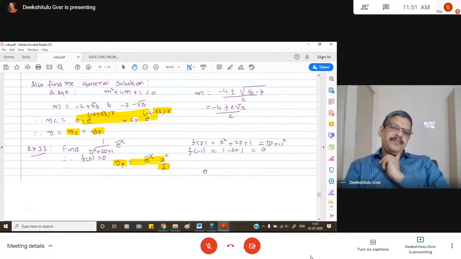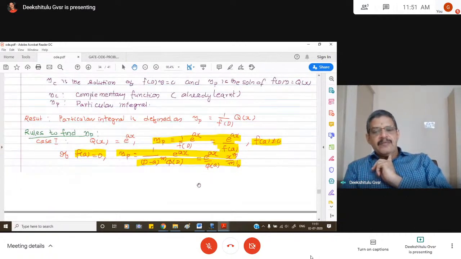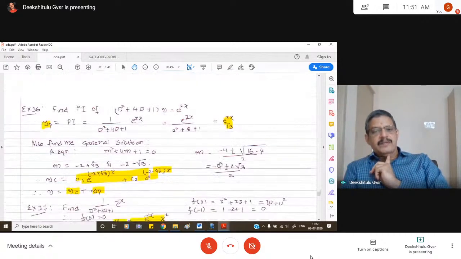So I go back to the formula once. e power ax by phi of a into x power m by m factorial. Phi of a in our problem is 1, and this d minus a power m, the factor is coming twice. In our problem it is d plus 1 power 2. So m is 2, so x square by 2 factorial.